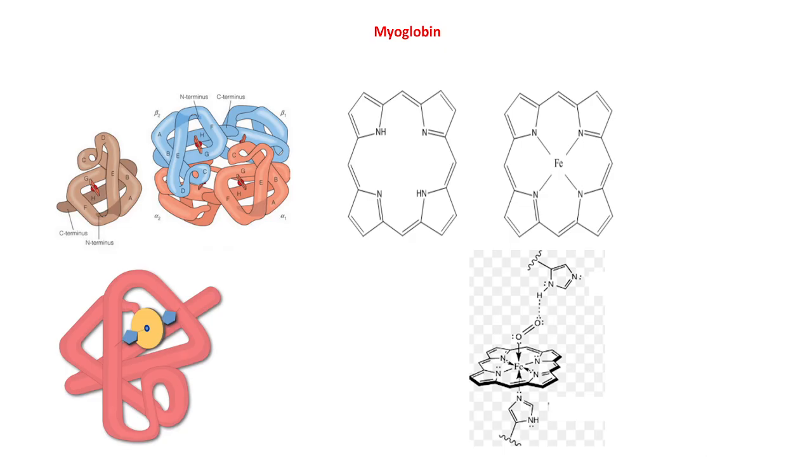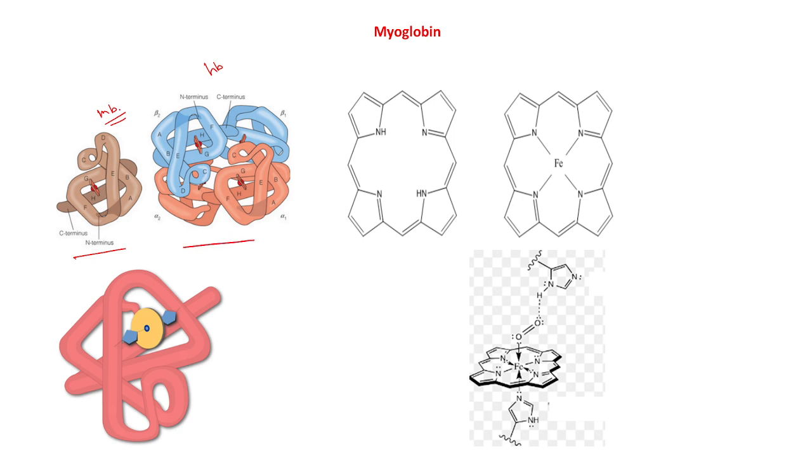Hello everyone. Today we will learn about myoglobin and hemoglobin. This is the structure of the myoglobin, and this is the structure of the hemoglobin. This is the myoglobin. This is the hemoglobin.